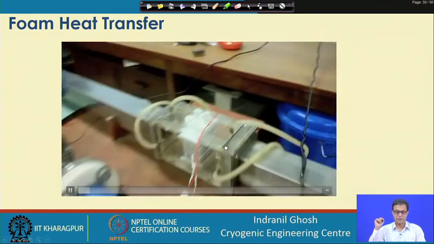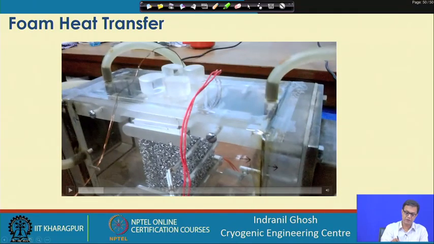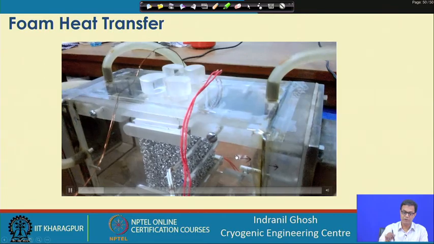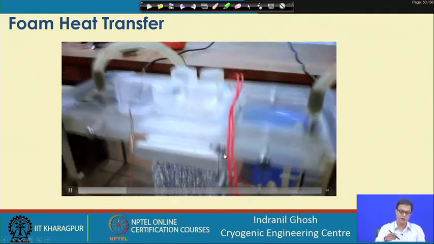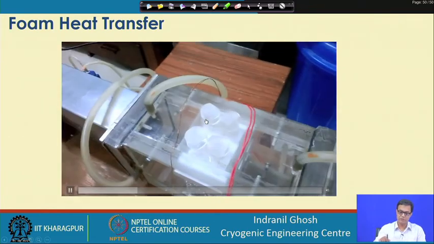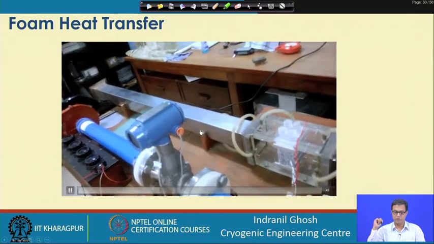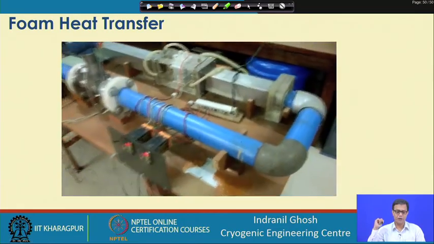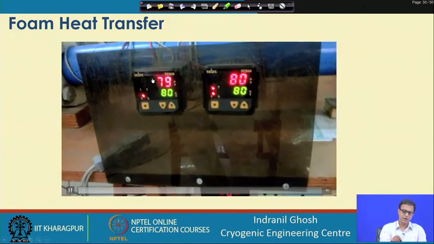This is the rectangular test section. Here it is heated from the top and the bottom, and this is where we have the aluminum metal foam within it. It is supposed to be covered when it is in the heated condition, but for the video recording we have removed this cover. They are maintained at a particular temperature.